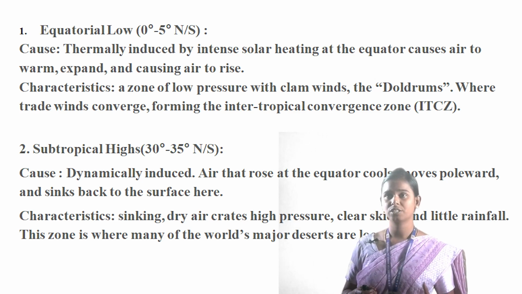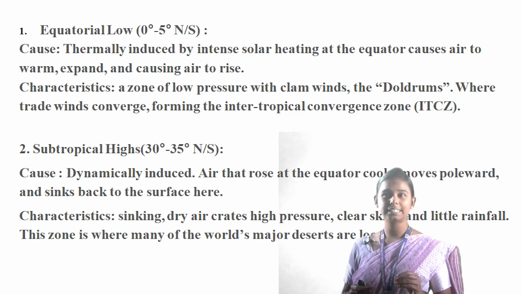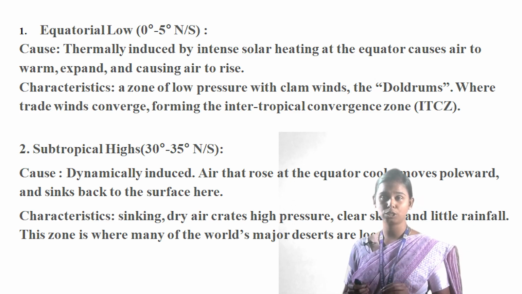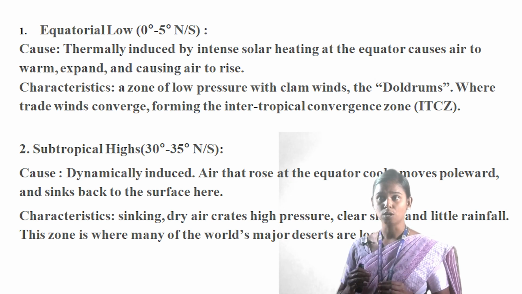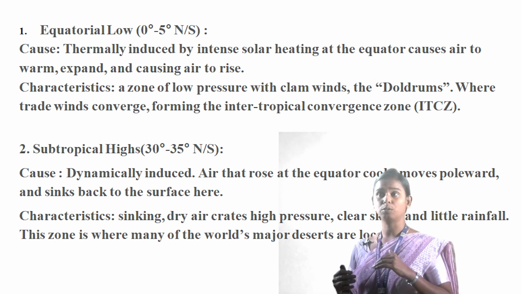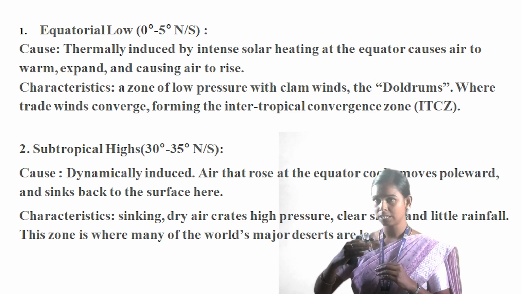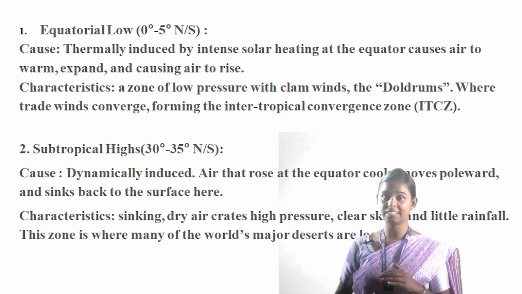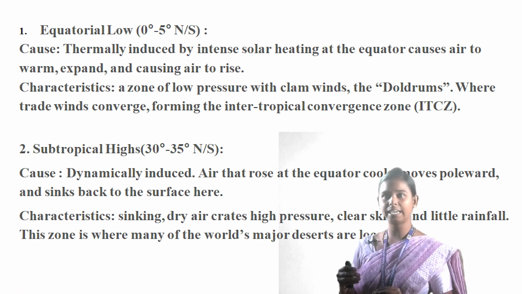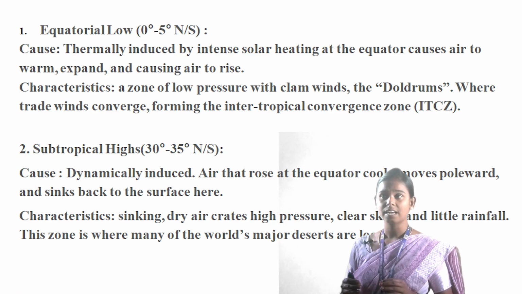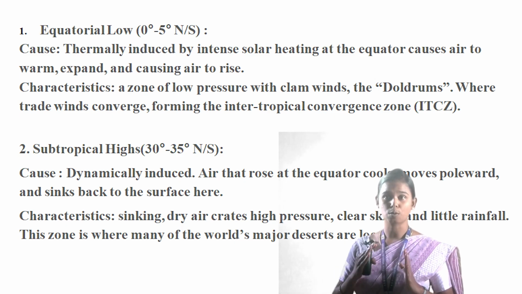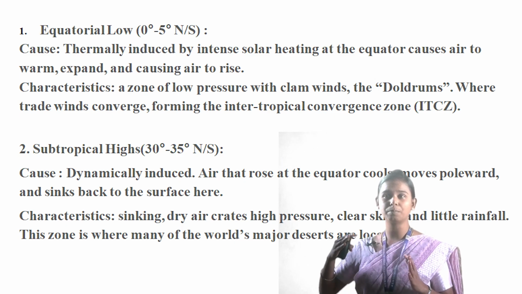Okay, the second belt is the subtropical highs, 30° to 35° latitude north and south. Cause: dynamically induced. The air that rises at the equator moves poleward and sinks back to the surface here. Characteristics: sinking and dry air creates high pressure, clear skies and little rainfall. This zone is where many of the world's major deserts are located.